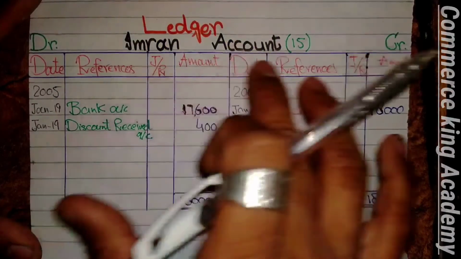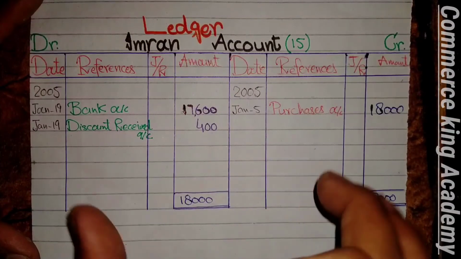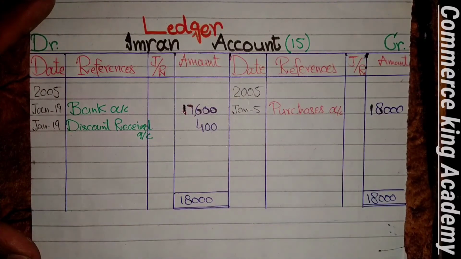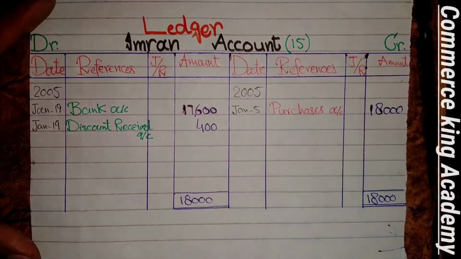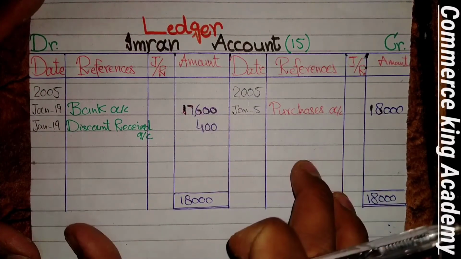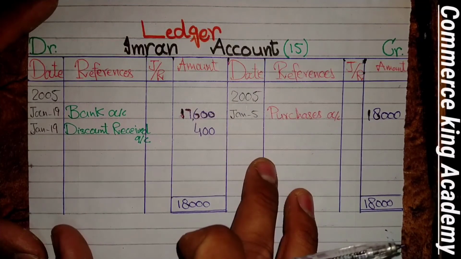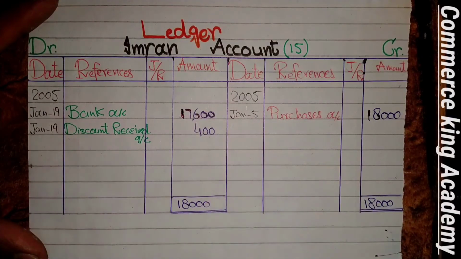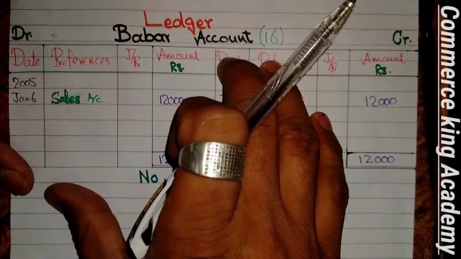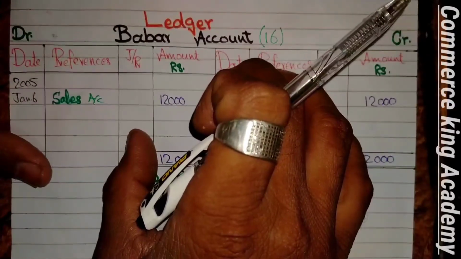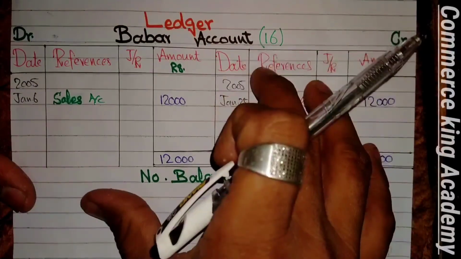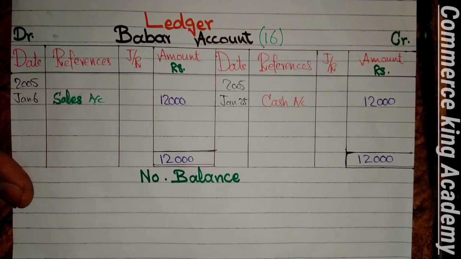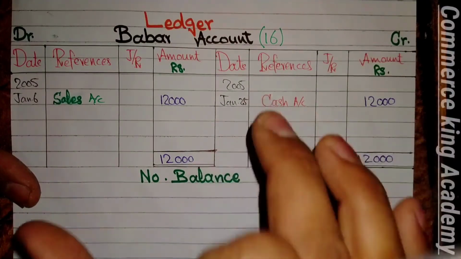Next account is Imran account, ledger folio number 15. Due to the settlement of Imran's total account, there is no difference or balance, neither debit nor credit. So we can say this account is closed by its settlement of amounts. Ultimately it will not enter into the trial balance. Same as that, our next account is Babar account. This is similar to Imran account in nature. There is no balance because this account has all settlements of its amounts. Same as Imran's account, it will not enter into the trial balance.